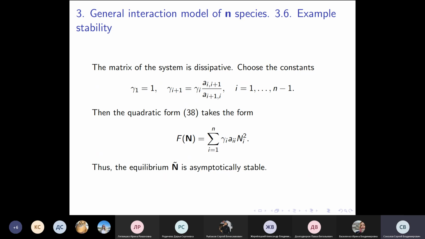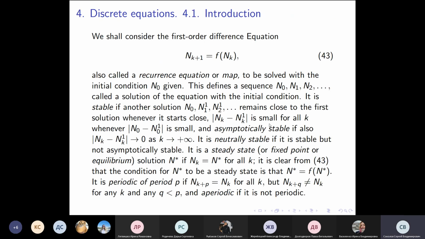We'll consider, first of all, difference equations. Have you ever met difference equations? The difference equations of this type: n(k plus 1) is f of n(k). Have you ever seen these equations before?